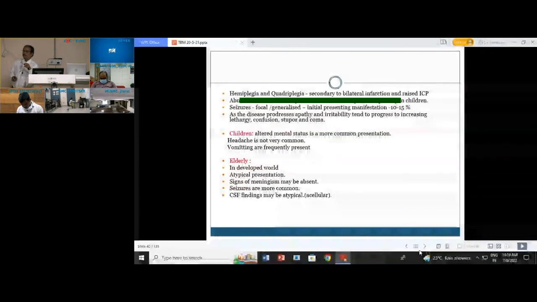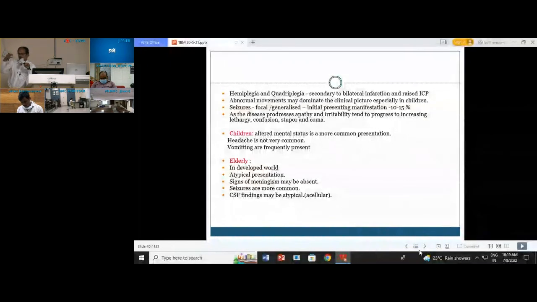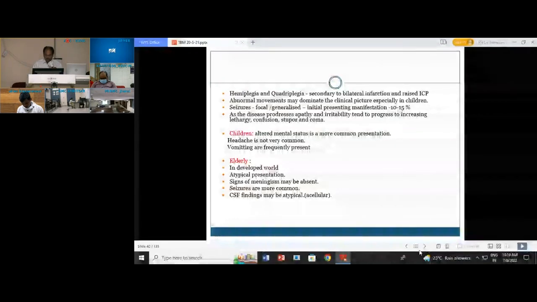Neck stiffness can be present only as terminal neck stiffness. It can be shifting or fluctuating. When one person examines, he finds neck stiffness; when someone else examines, they may not find it. So neck stiffness can be intermittent, terminal, fluctuating, mild, gross, or totally absent. That's why you should have a high index of suspicion. Seizure findings may be atypical, and seizures are more common in children.